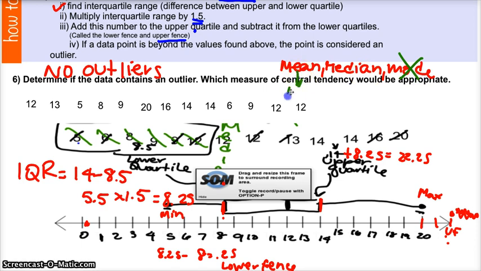Mean is appropriate when there is an outlier. Median is appropriate when, I'm sorry, I have this the other way around. Median is appropriate when there is an outlier. Mean is appropriate when there is no outlier.